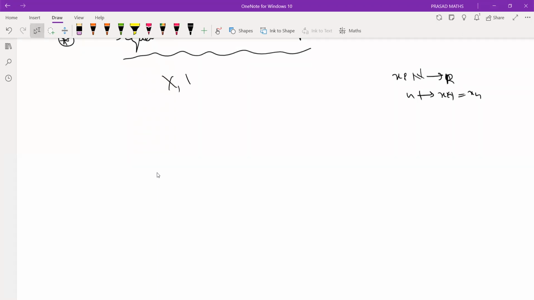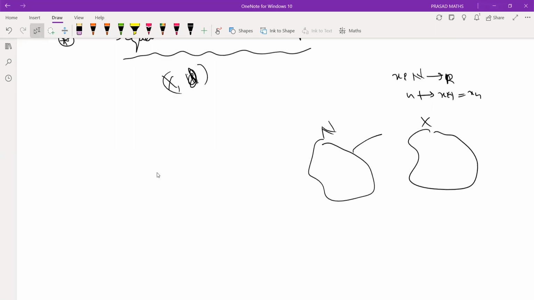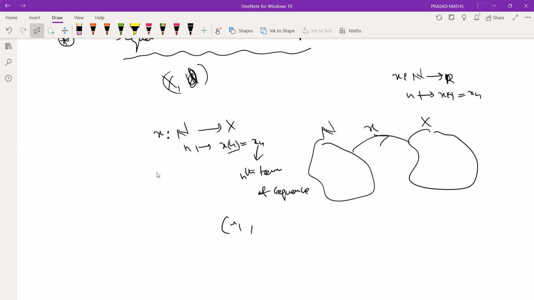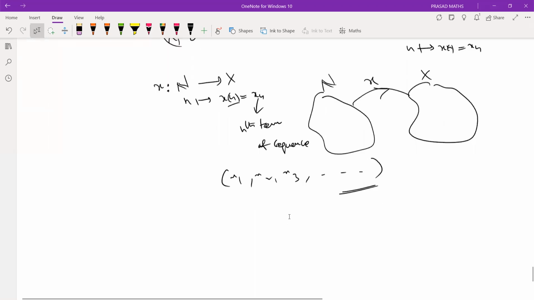Similarly, one can extend this idea to any metric space. So you take any metric space. Suppose this is my natural numbers. Any function from N to X is nothing but a sequence in a metric space. Any function that you take from natural numbers to a metric space. So this is nothing but my nth term of the sequence. My sequence is generally denoted by these nth terms: first term x1, second term x2, third term x3, and so on. This is my sequence. Is it clear?